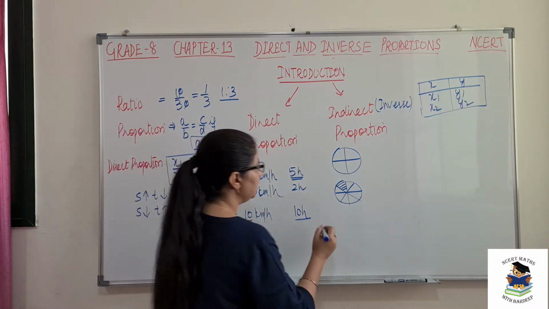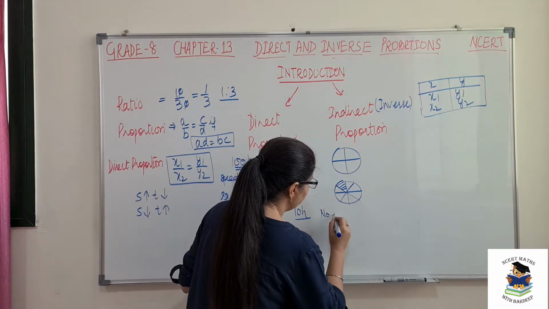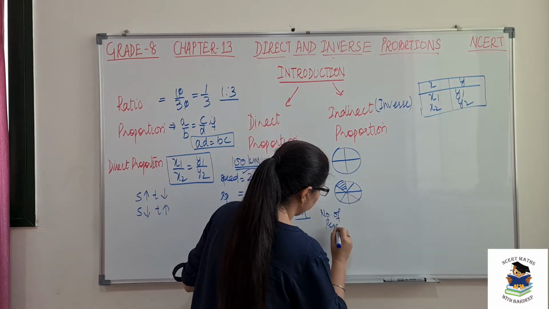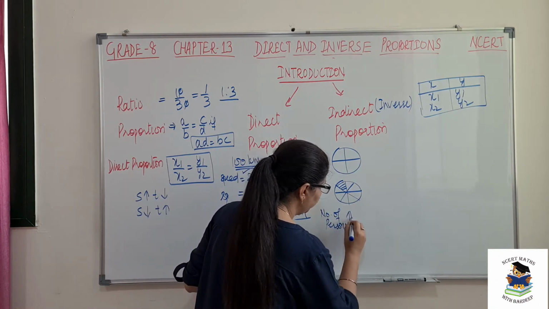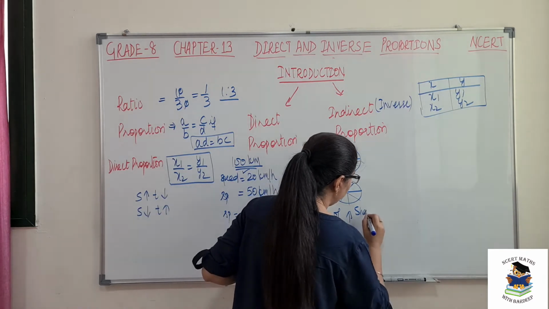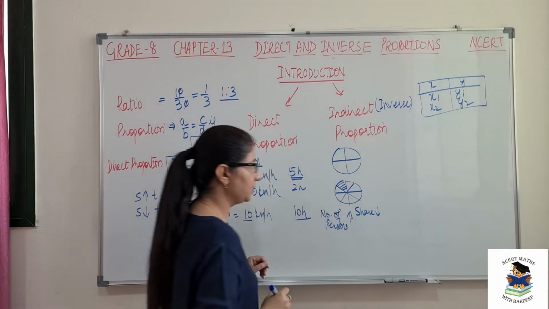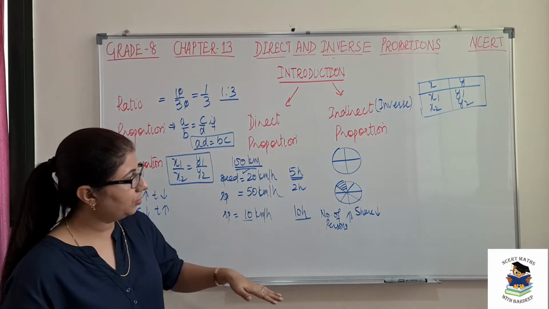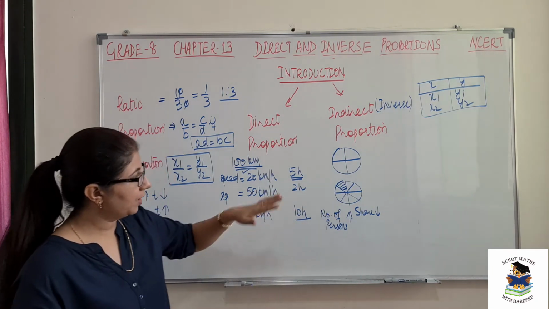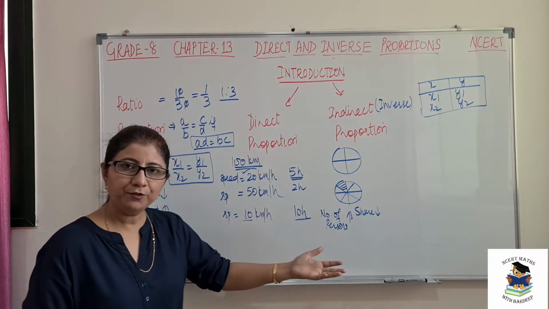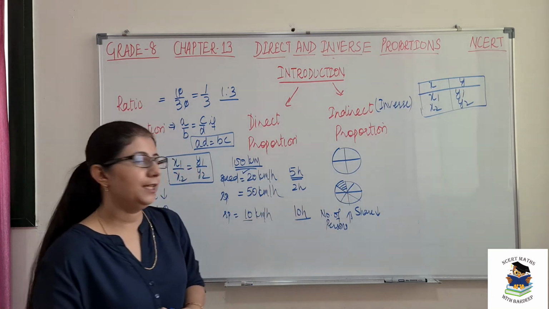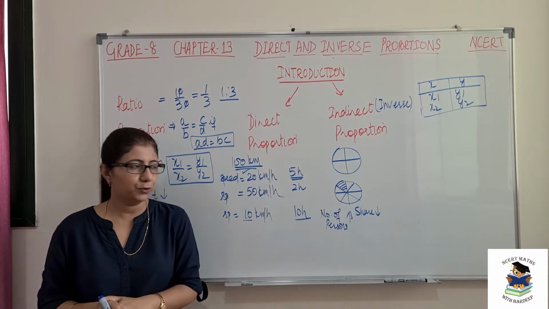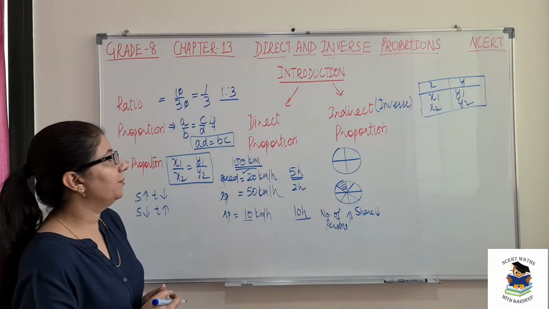So again we can see, if number of persons are increased, share will be decreased. If number of persons are more, share will be less. If number of persons are less, share will be more. So this type of data is also in inverse proportion. So let's see one more example.